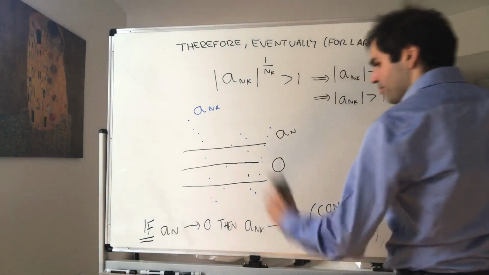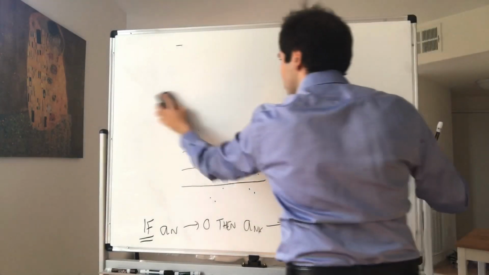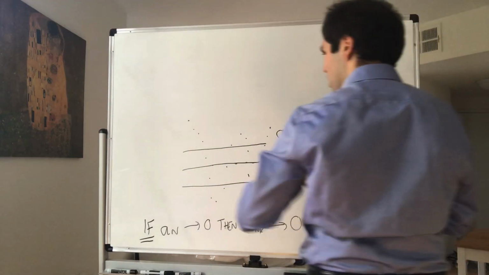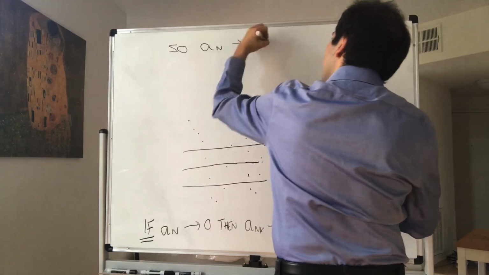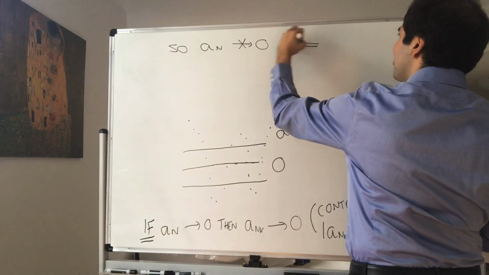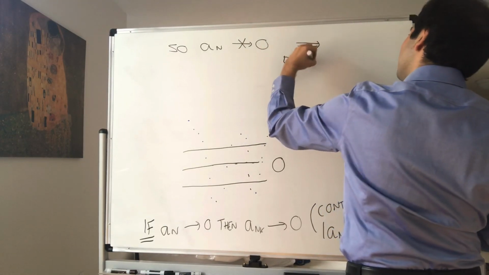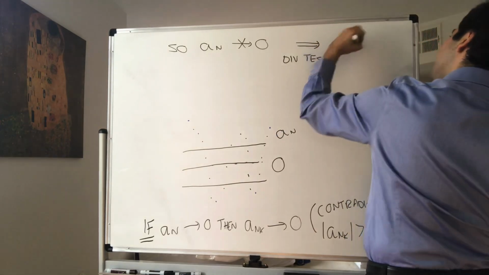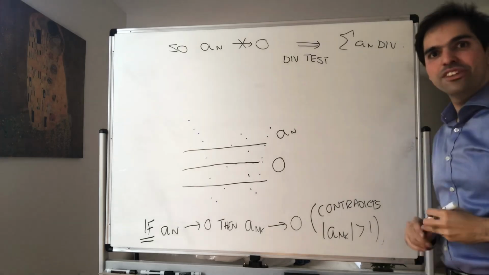And therefore, what do we get? We get that an doesn't converge to 0. And therefore, by the divergence test, the series of an diverges. And there you go.